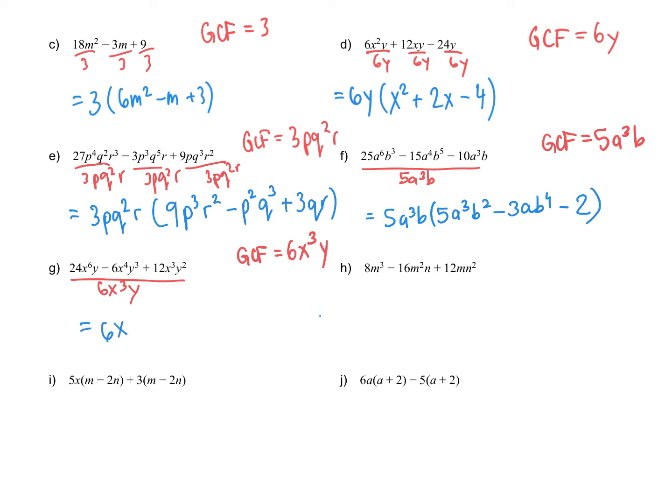And now make sure you write the common factor at the beginning, open up a bracket, and now we do the division. 24 divided by 6 is 4. X to the 6 divided by x to the 3 is x cubed, and the y's cancel out. Negative 6 divided by 6 is negative 1. X to the 4 divided by x to the 3 is x. Y cubed divided by y is y squared. 12 divided by 6 is 2 for the coefficients. The x cubes cancel out, and y squared divided by y is y.